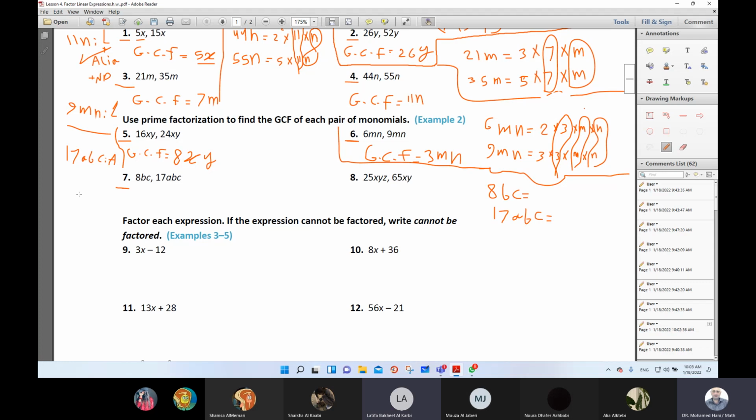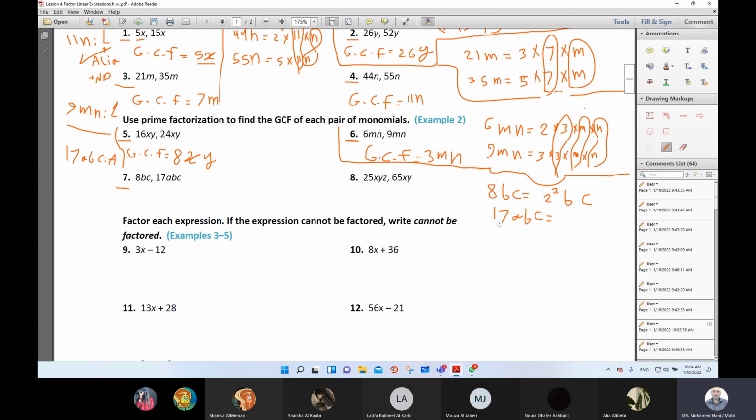Mr., yes. Latifa did not understand the question. Okay, no problem. Listen to me please. We have the first monomial 8bc. What is the factor of 8? 8 equal 2 times 2 times 2 means 2 exponent 3 times b times c.